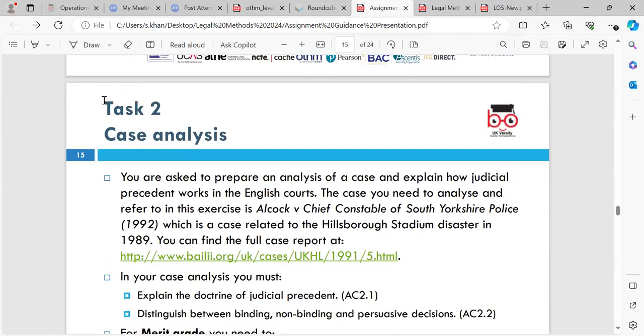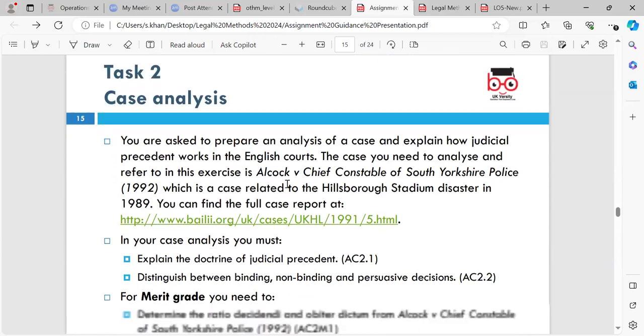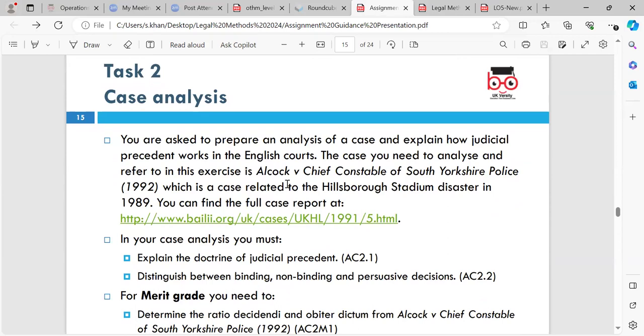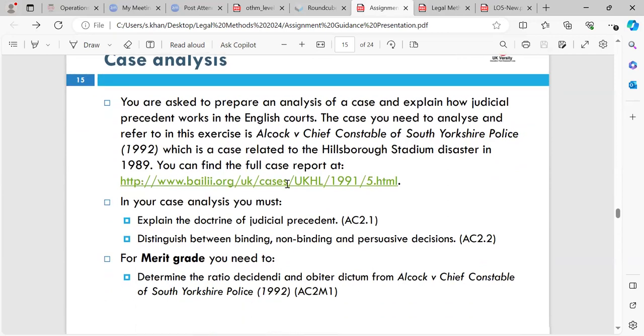Task 2. So that was all task 1. Task 2, case analysis. Here you are asked to produce an analysis of a case and explain how judicial precedent works in English courts. The case you need to analyse and refer to in this article is the case of Alcock against Chief Constable of South Yorkshire Police 1992, which is the case related to the Hillsborough Stadium disaster in 1989. And the full facts of the case are on this link here, bailii.org.uk.